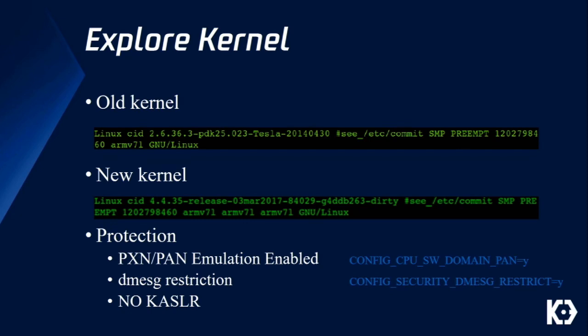However, the privilege is very low. Last year, we utilized a well-known vulnerability to gain root privilege on CID. However, this time things are different because Tesla upgraded the kernel from 2.6 to 4.4. And of course, PXN is enabled. The dmesg is restricted, so there is no crash log anymore. The good news is KASLR is not enabled on CID.